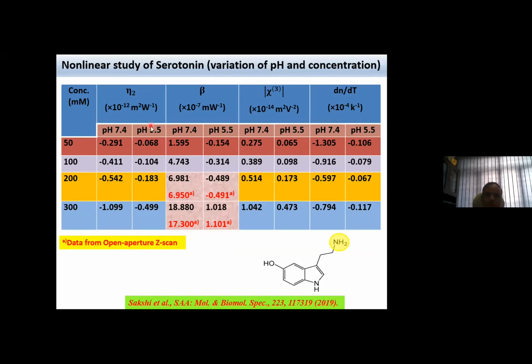And the orders of nonlinearity that we are getting here are not purely thermal, because the thermal orders are around 10 to the power minus 10 meters square per watt. What we get is slightly lower than that, 10 to the minus 12, which is going a little bit towards saturable absorptive nonlinearity, which we will talk about more in the next project.